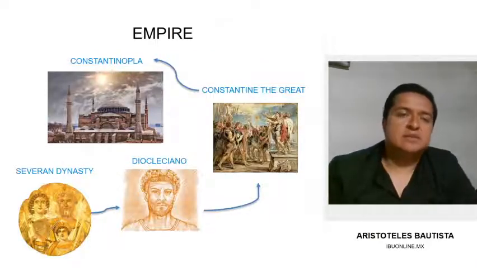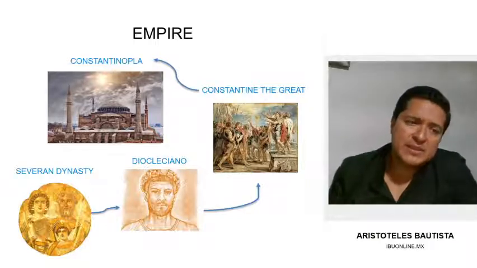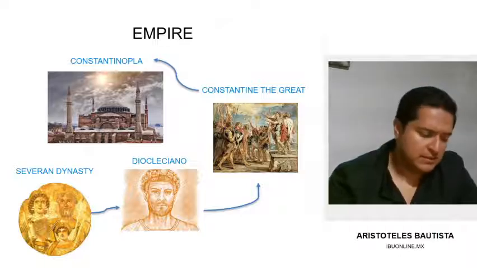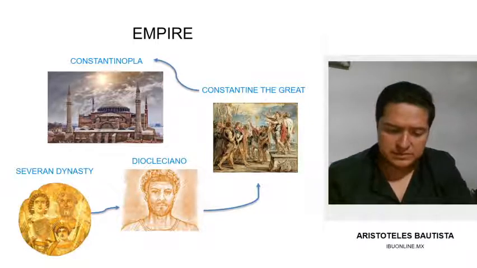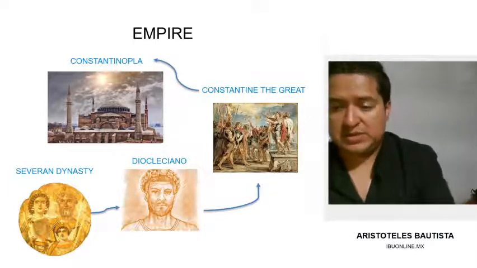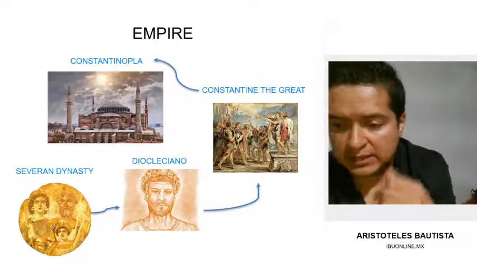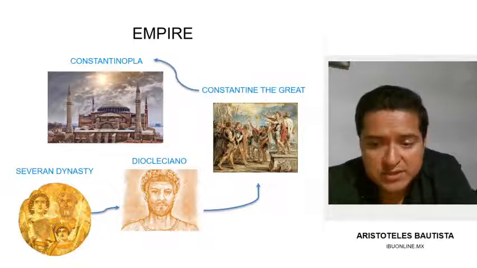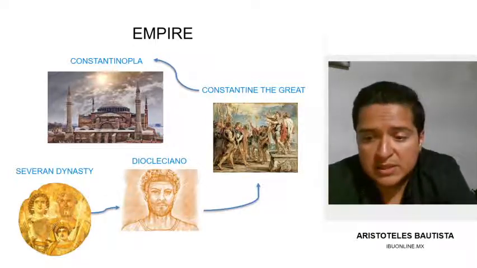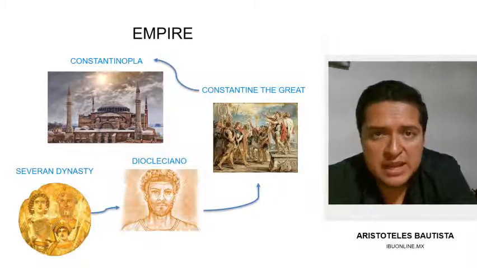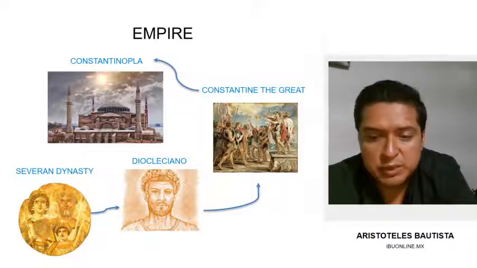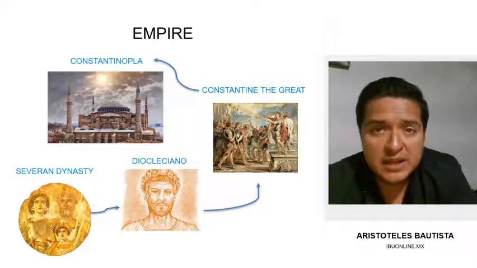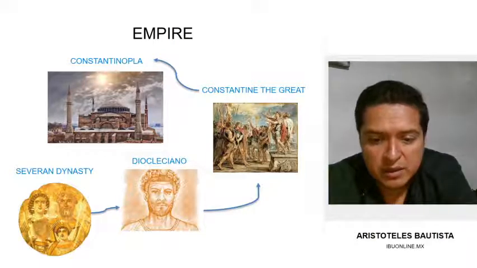What's next on the emperor? The Severan dynasty, Vero and Alejandro. In century 3, the crisis during 50 years. So troubles like anarchy, social, political, and economic problems appear from inside of the empire.